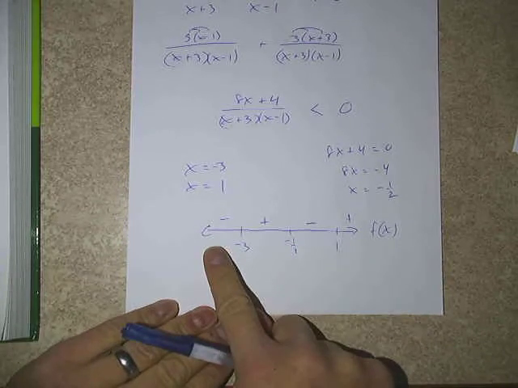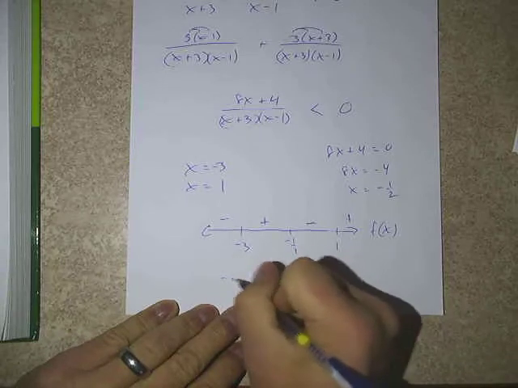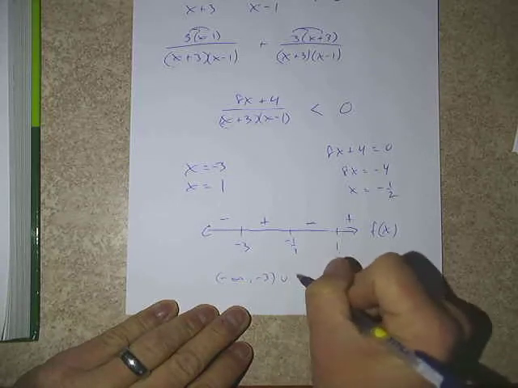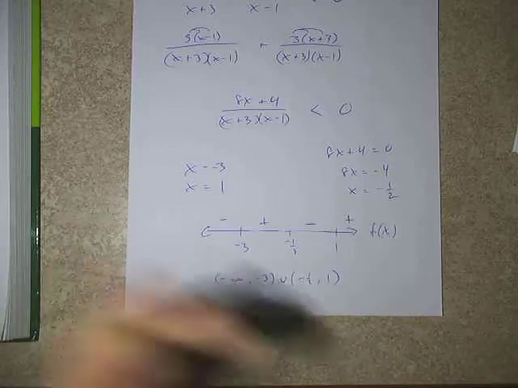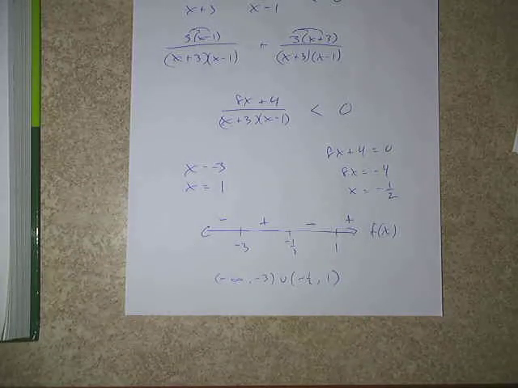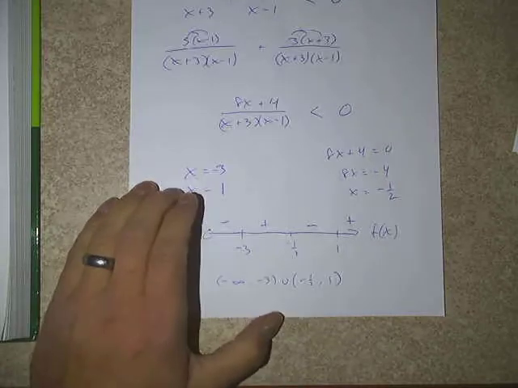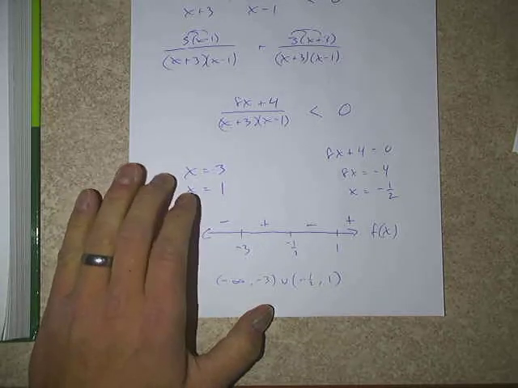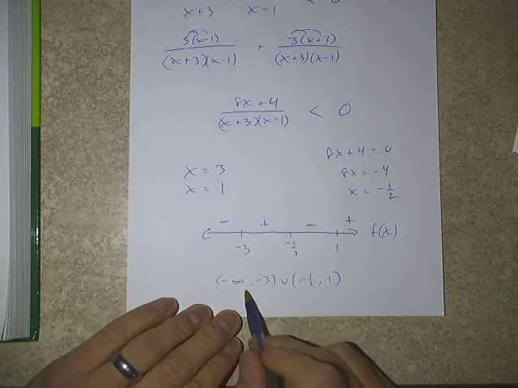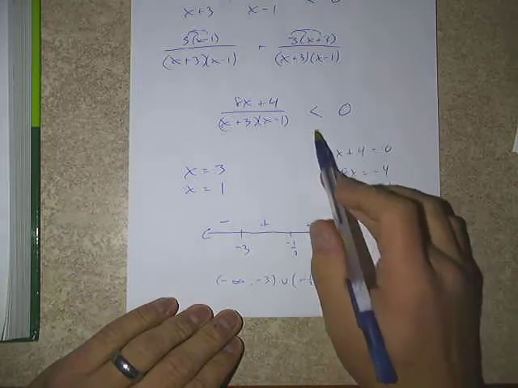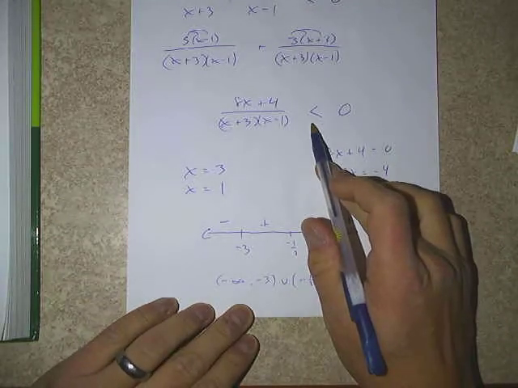And then answering the question is no different than what we did as well, because right here is the answer. We're looking at less than 0. All we need to do is identify the parts that are negative. So for this area over here, negative infinity to negative 3, and then negative 1/2 to 1. And remember, it's less than, it's not less than or equal to, so we wouldn't include any of those zeros or undefined points. And that would do it.